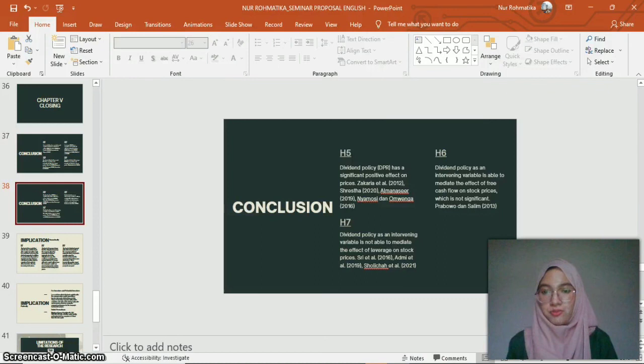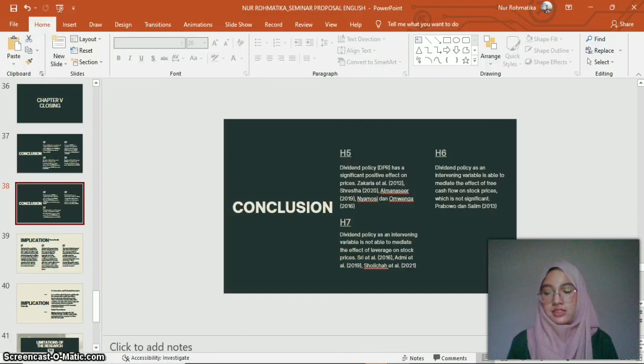And sixth hypothesis, dividend policy as an intervening variable is able to mediate the effect of free cash flow on stock price, but it's not significant. Seventh hypothesis, dividend policy as an intervening variable is not able to mediate the effect of leverage on stock price.